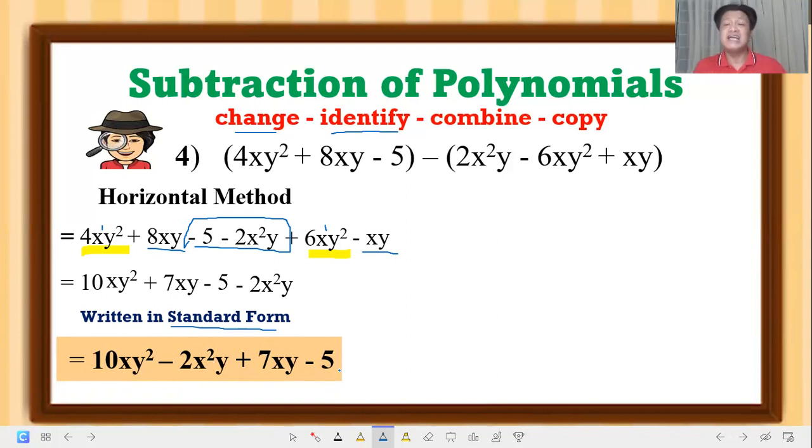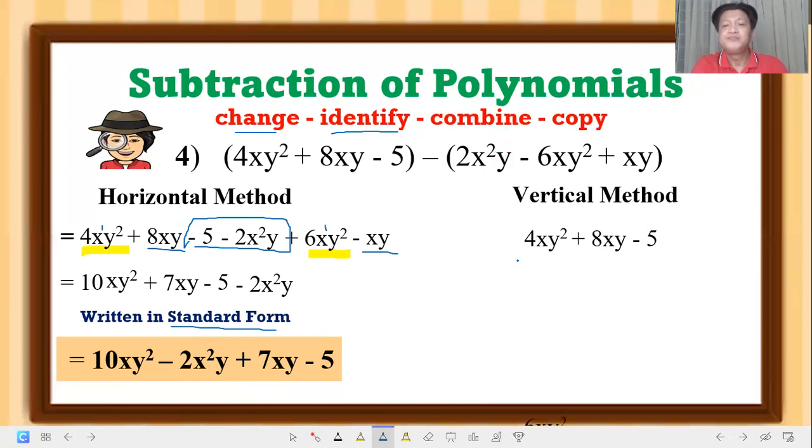Okay, ibig sabihin yan, in-arrange lang natin. But the sign is the same. Tandaan natin yan ha. Okay, this is horizontal. How about naman sa vertical method? Okay, so vertical method naman, meaning to say, i-copy lang natin yung ating minuend. And kapag tinapat natin yung kanyang like terms, etong subtrahend na ito, i-change na natin yung kanilang sign sa bawat term dyan.